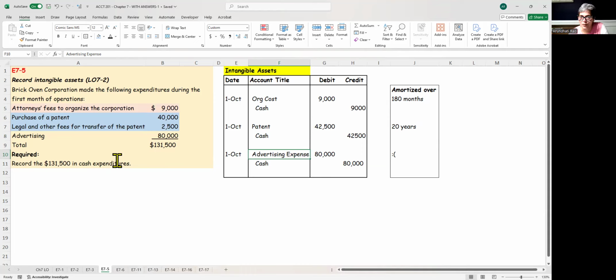So this is a little different than what we talked about in the previous videos, where we were looking at tangible assets, property, plant, and equipment that were purchased. So with this, we'll move on to our next exercise.